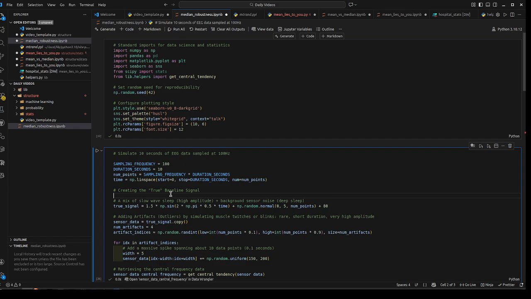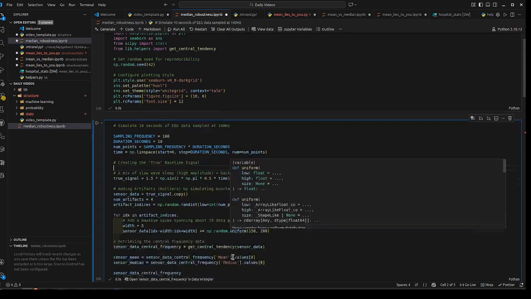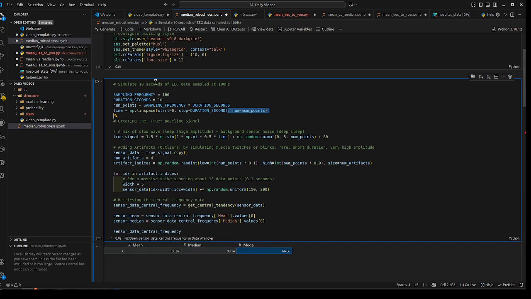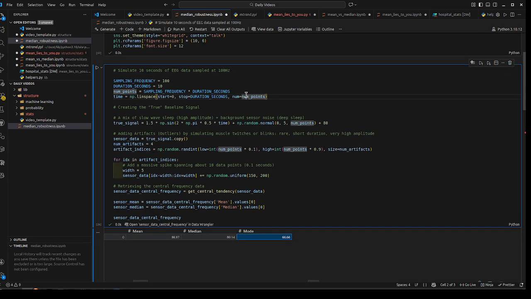Assuming that your underlying distribution is normally distributed, or roughly normally distributed. Okay. Here we're simulating 10 seconds of EEG data, sampled at 100 cycles per second, or hertz. And we have 1,000 points.